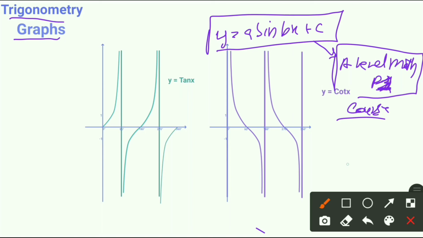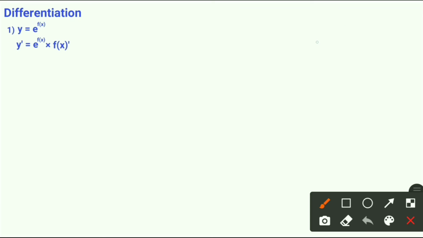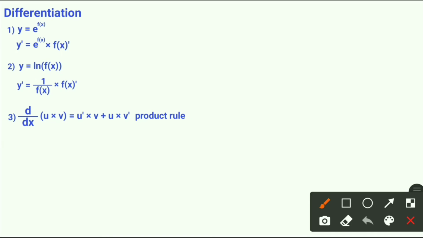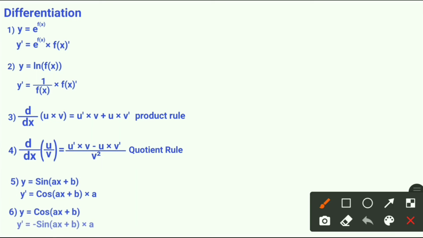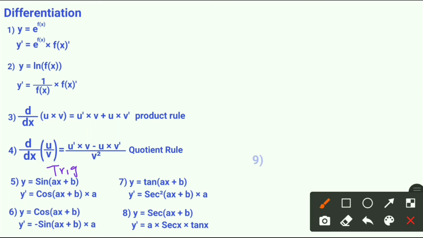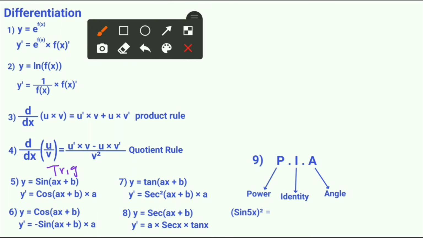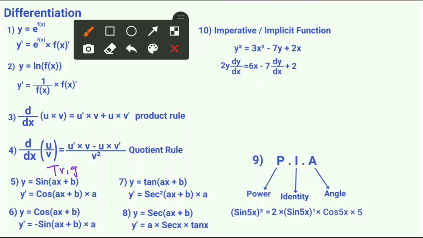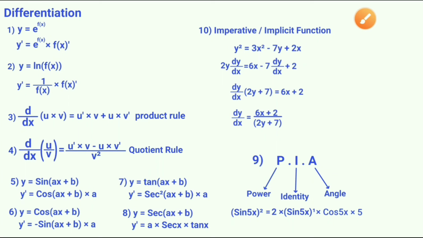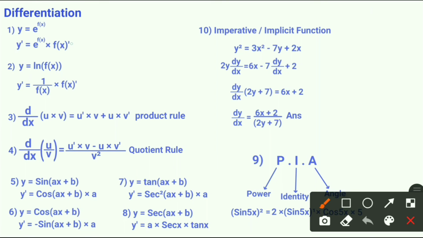Now we're going to move to the next one, which is differentiation. We're going to start differentiation. We're going to see all of these rules on how to differentiate each one of them. This is trig. Implicit differentiation. So let's begin.